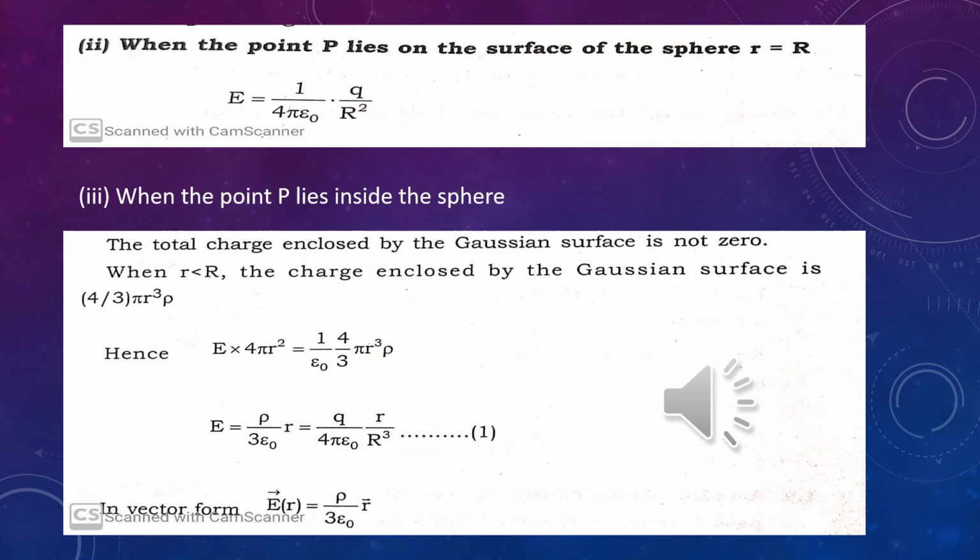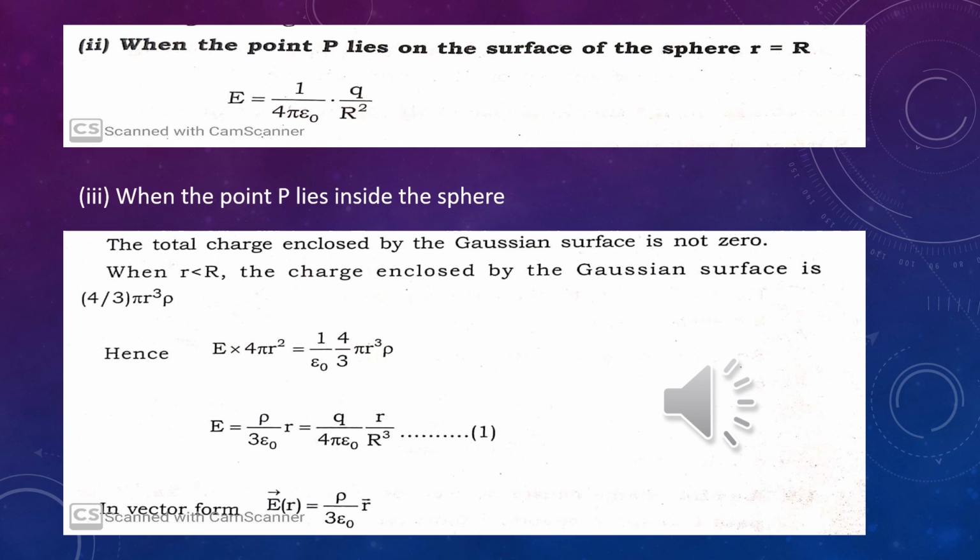So what happens when the point P is lying inside? The total charge enclosed by the Gaussian surface is not zero. Why? We had already said we are discussing the non-conducting sphere. So for a non-conducting sphere, the net charge is not zero. And here, if the point P is lying inside, we can say small r is less than capital R, because small r is the distance between the center of the sphere and the point P, whereas capital R is the radius of the sphere. The charge enclosed by the Gaussian surface will be 4 by 3 pi r cubed into rho.